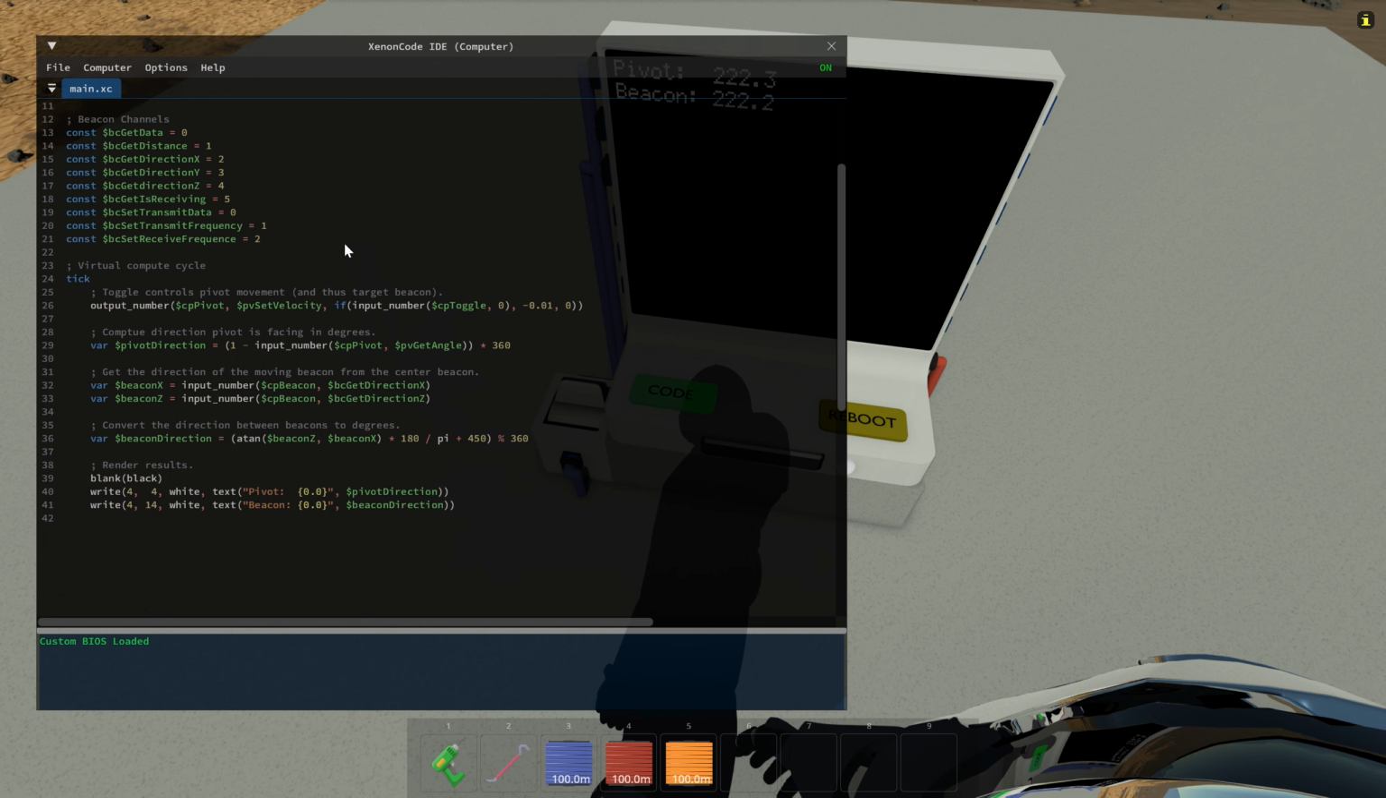Now you may notice that, wait a minute, you're getting z, you're not getting y. Well, this is a three-dimensional game, and in it the y is actually up and down, x is left and right, and z is forward. So we remap z effectively to y when we do the calculations.